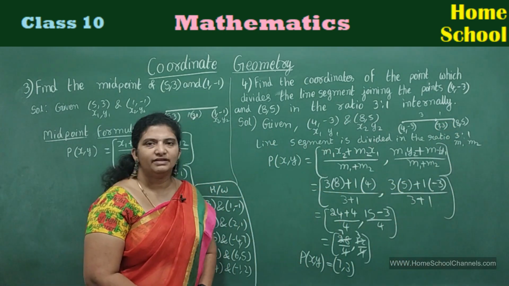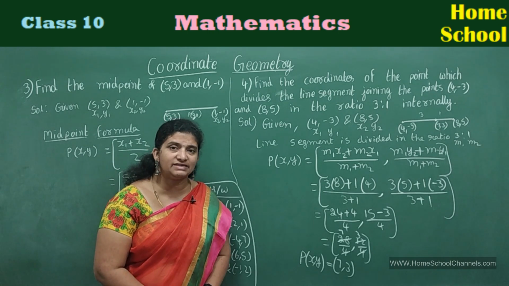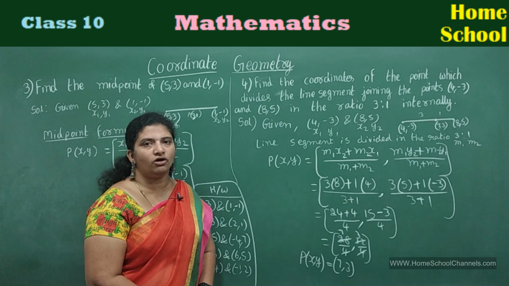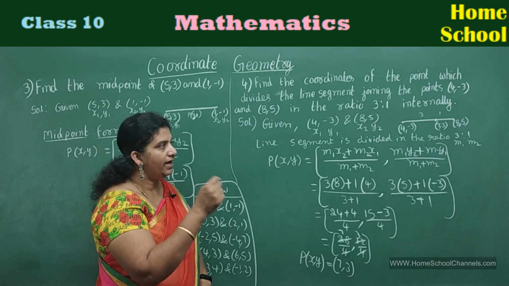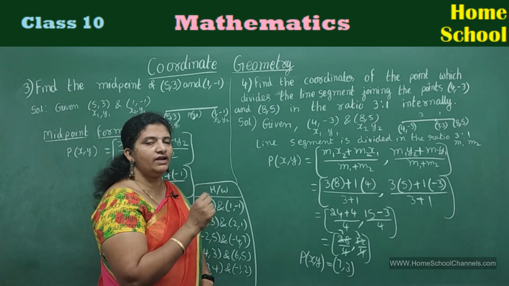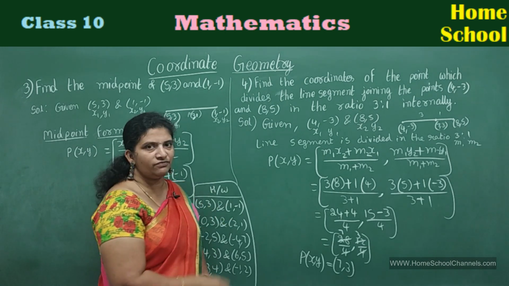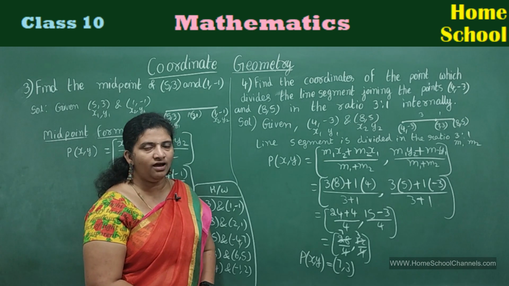Is this clear? This problem is very simple. Easily you may score 2 to 3 marks. Mark the two line segment coordinates as x1, y1, x2, y2. And the given ratio you mark it as m1 is to m2. Substitute in the section formula. Easily you are going to get the answer.